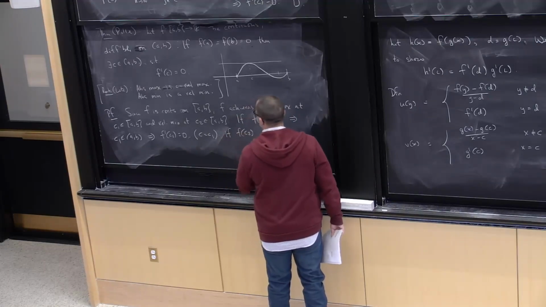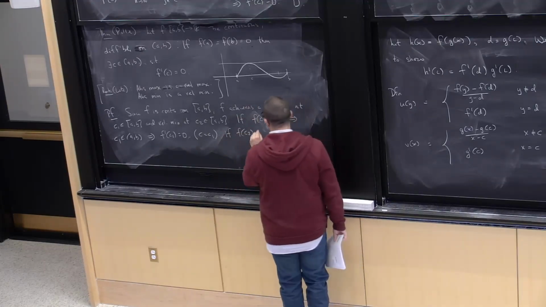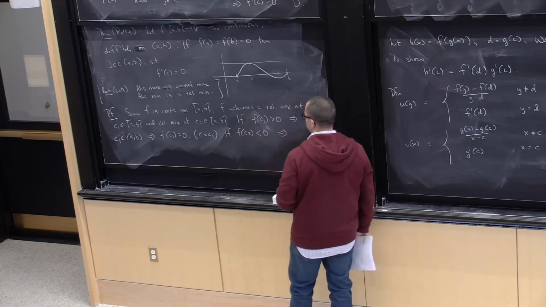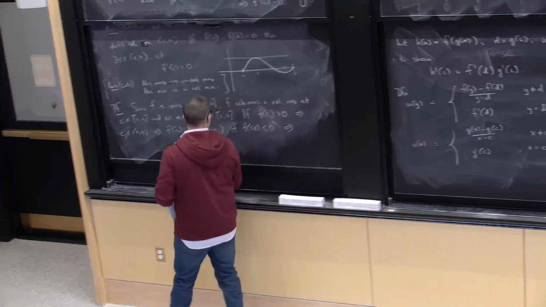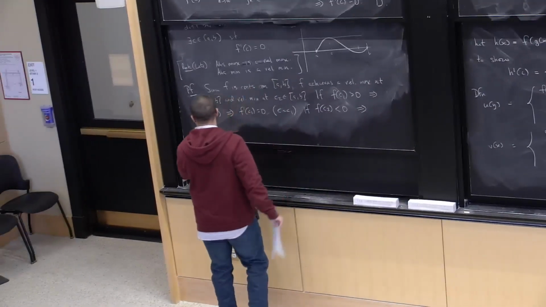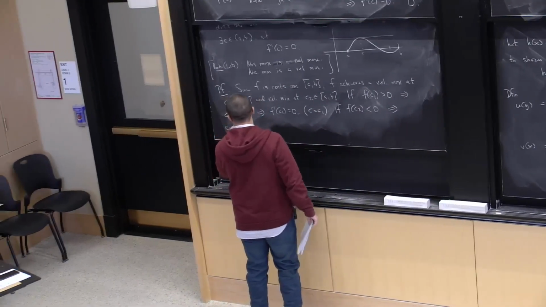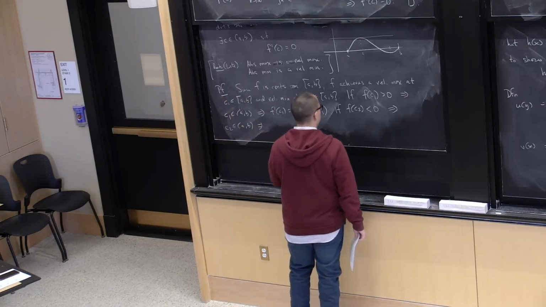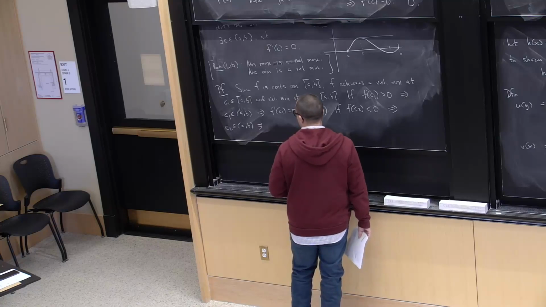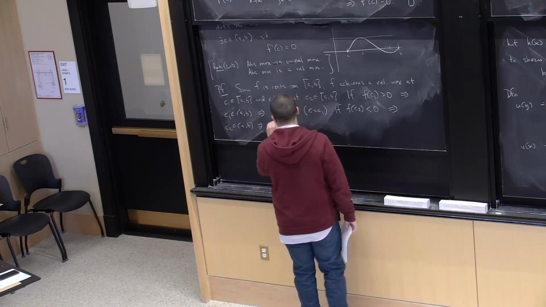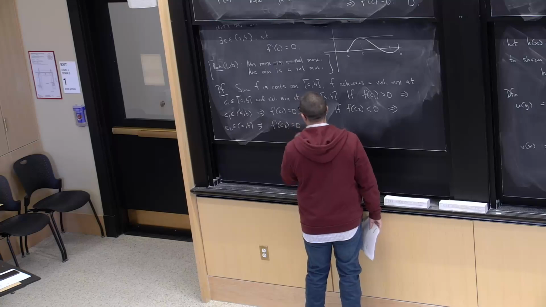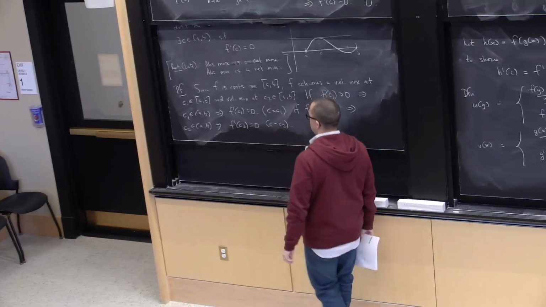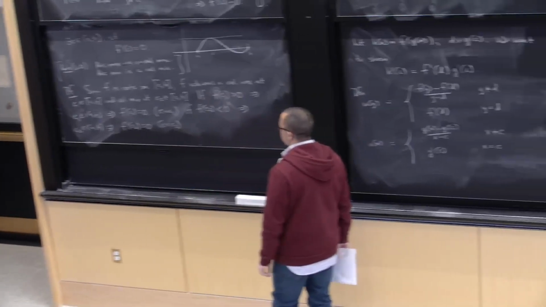If I'm at the minimum now, and this is less than 0, then again this implies that C2 is in the open interval AB, which implies since f has a minimum at C2, f prime of C2 equals 0 by the previous theorem, and therefore we could take C equals C2. All right.